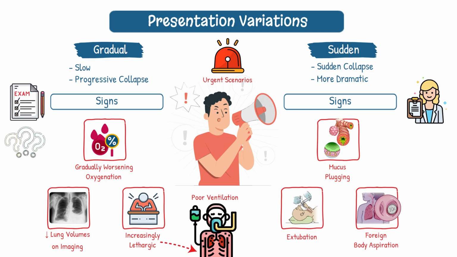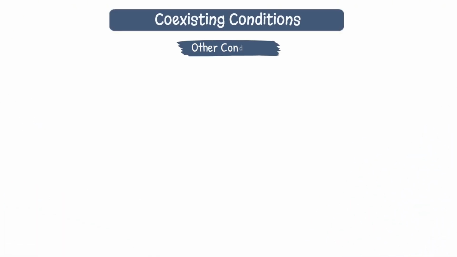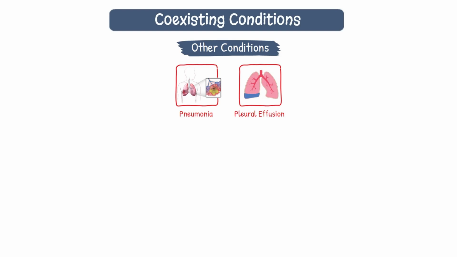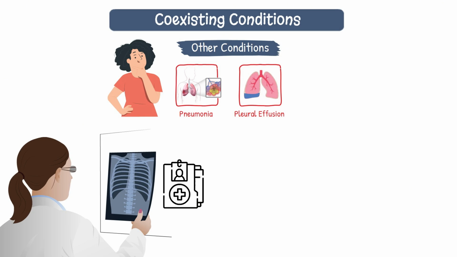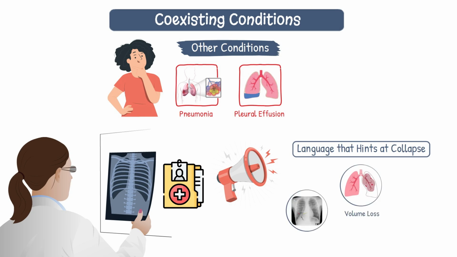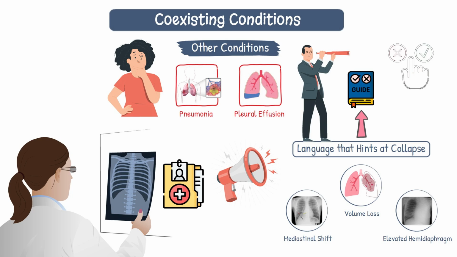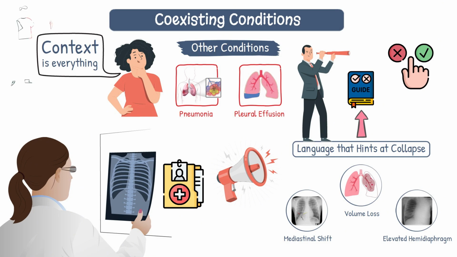One final point to consider is that atelectasis is not always obvious. Sometimes it can coexist with other conditions like pneumonia or pleural effusion, making the diagnosis trickier. When interpreting imaging or patient data, pay attention to the language that hints at collapse, such as volume loss, mediastinal shift, or elevated hemidiaphragm. These subtle clues are there to guide you, and spotting them can separate a correct answer from a wrong one. Context is everything, and the board exam rewards those who can connect the dots under pressure.